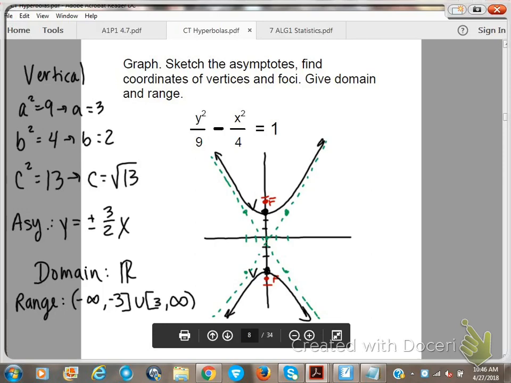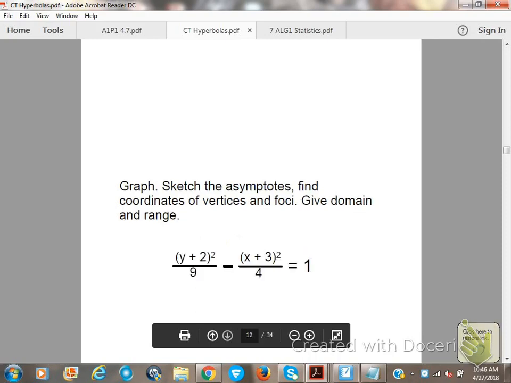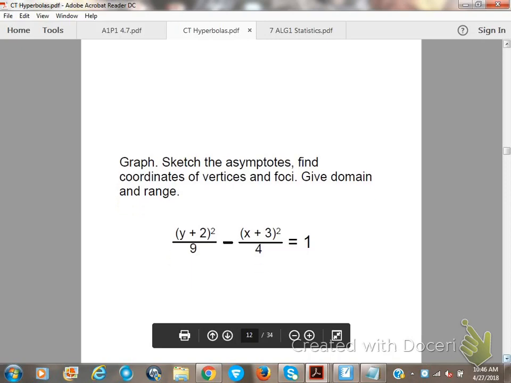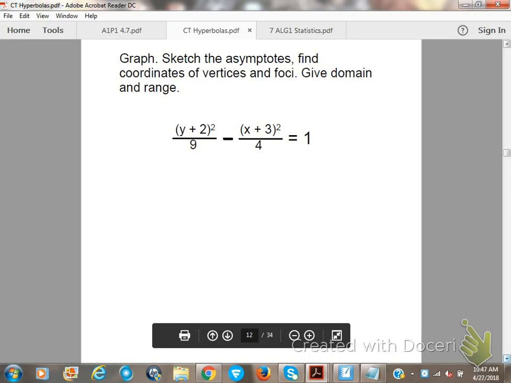All right. Let's take a look at one that's centered someplace else. So if you have (y plus 2) squared over 9 minus (y plus 3) squared over 4 equals 1. Vanessa, vertical or horizontal? Vertical, because the y is first. Good. Vertical because the y is first.